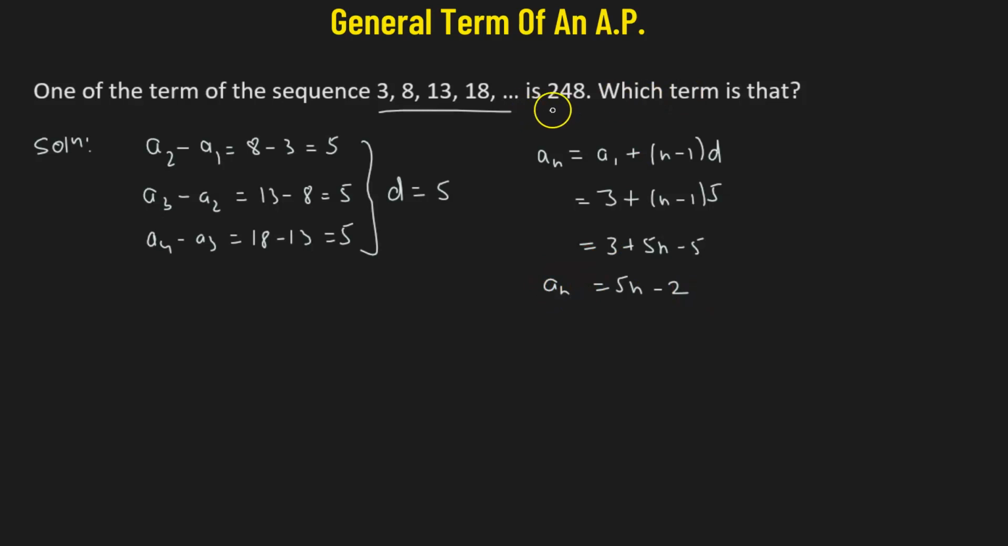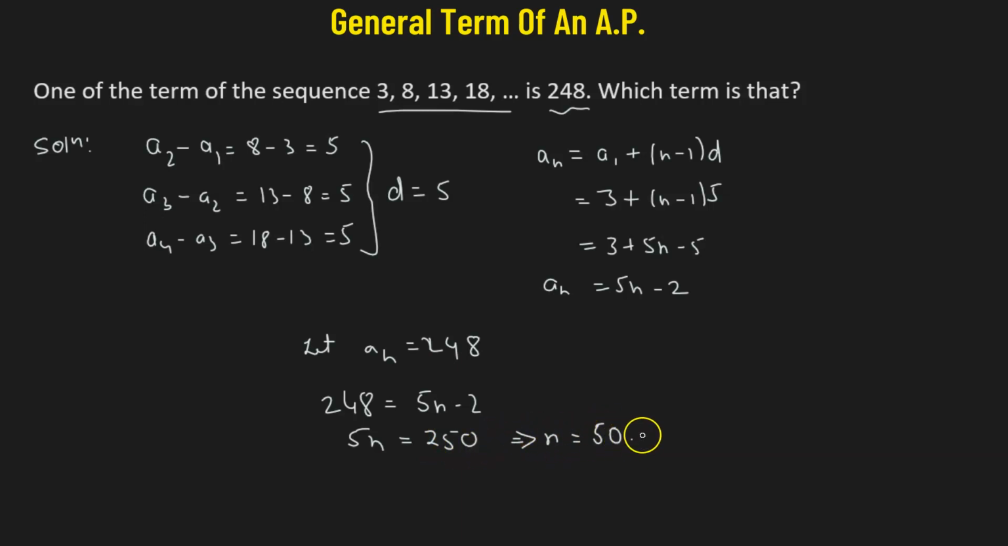Now, let's say the nth term, an, is given by 248. That means 248 must be equal to 5n minus 2, or simply 5n is equal to 250, or simply n equals 250 over 5, so that's 50. So that means the 50th term of the arithmetic progression is going to be equal to 248. We can actually verify this.